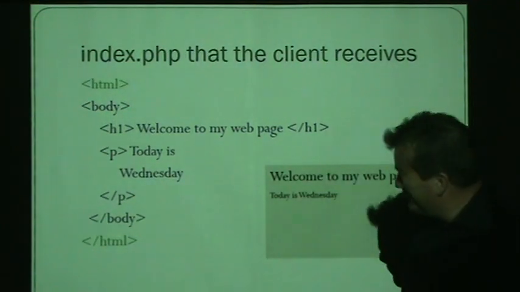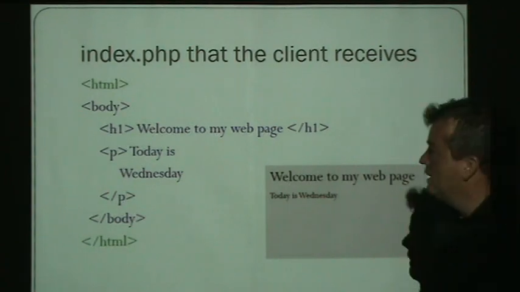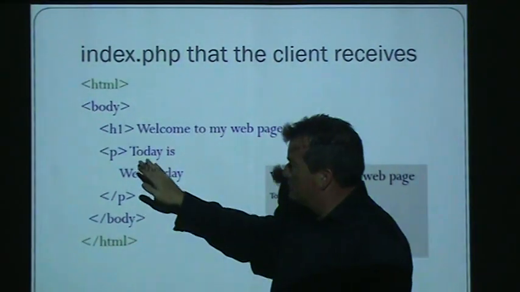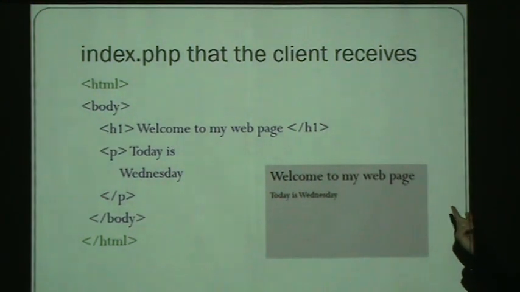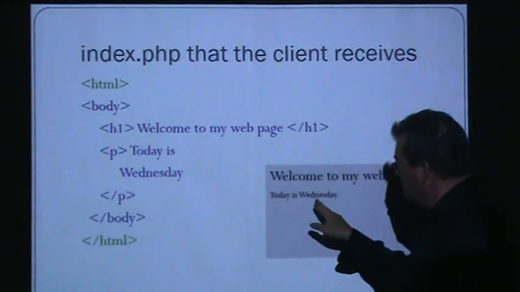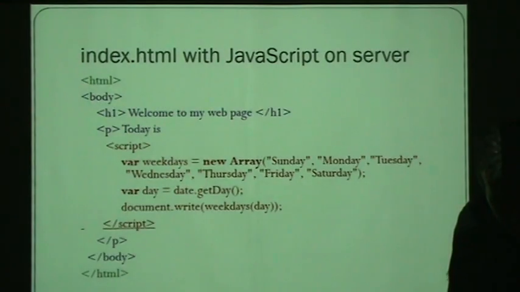That we'll learn very shortly. That has nothing to do with JavaScript. What you would end up receiving as the client is a file that looks like this. It just says today is Wednesday, and this is what would appear on your screen. If you came back on Friday, it would just say today is Friday. Okay.